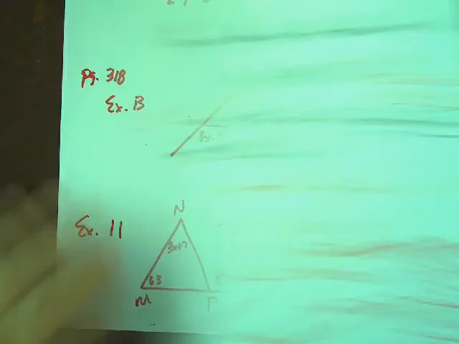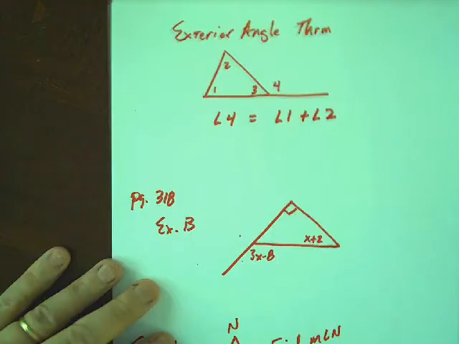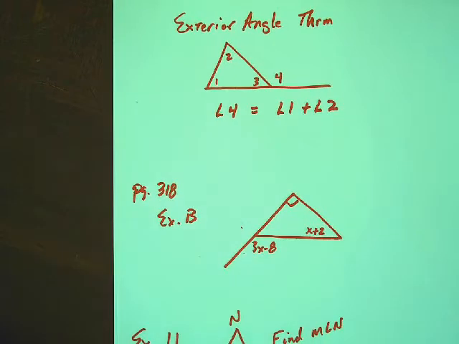All right, let's keep going. There's 2 of them. Here's a new one. This is called the exterior angle theorem. In your book, you keep looking through. This is actually on page 317. Here's what it means. Okay?